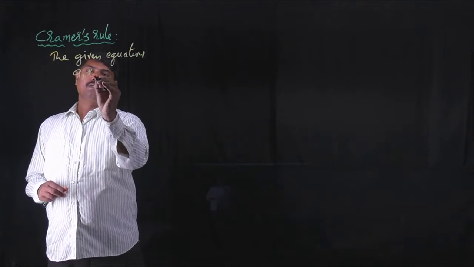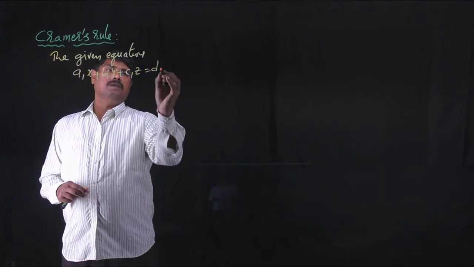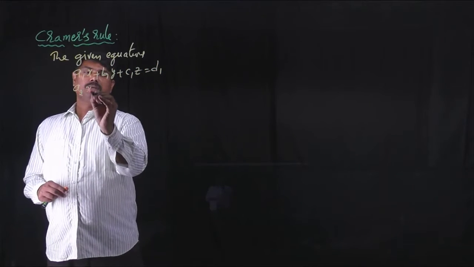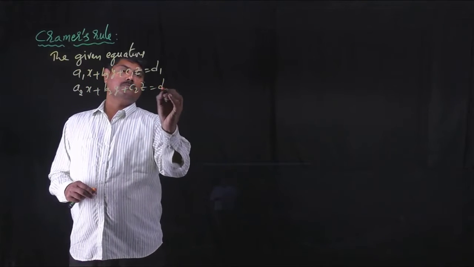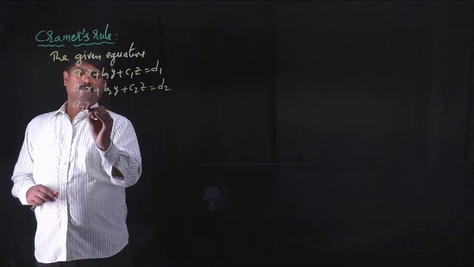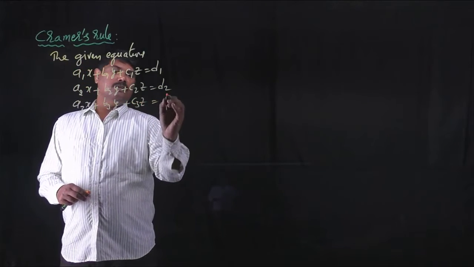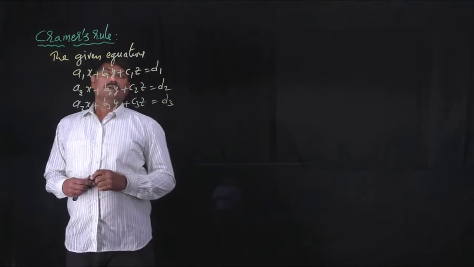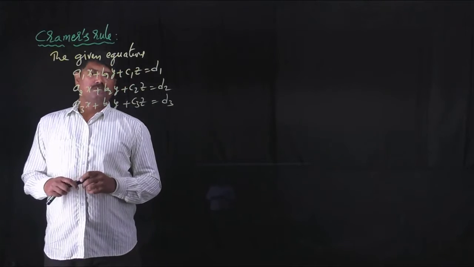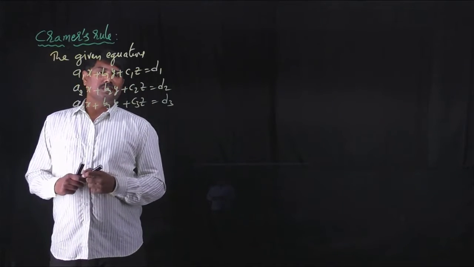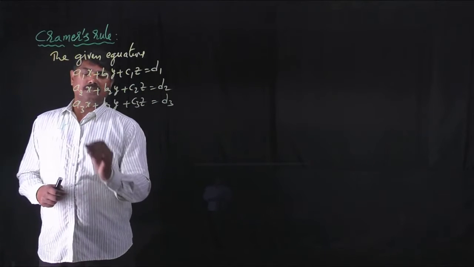let them be a1x plus b1y plus c1z is equal to d1, a2x plus b2y plus c2z is equal to d2, a3x plus b3y plus c3z is equal to d3. These are three non-homogeneous equations with three variables. For these equations, we already came to know how to construct the matrices.